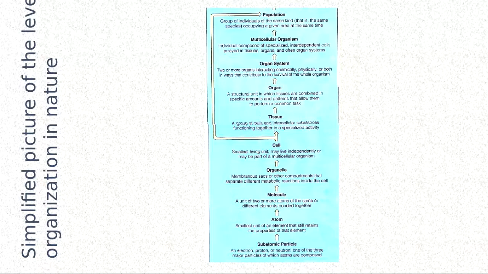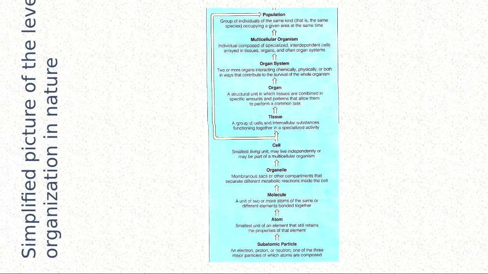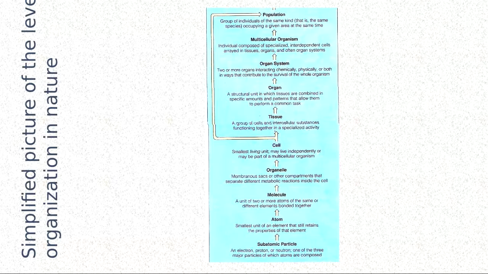An organism can come together to form a population. I will come back to this. So the cells come together and form a tissue. Tissue, what is it? It's a group of cells that share the same characteristic and at some point even the same function. They bind together and form a tissue. Tissues can come together to form an organ, which is a structural unit in which tissues are combined in a specific amount and pattern that allows them to perform a common function.